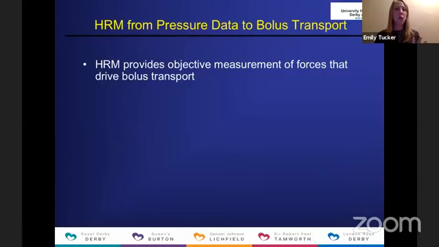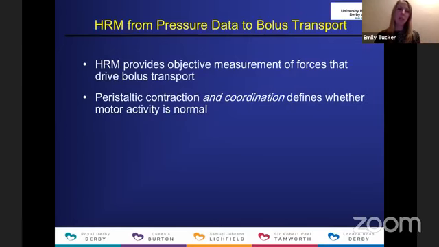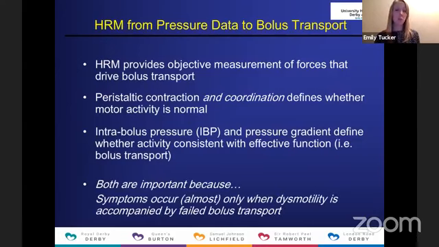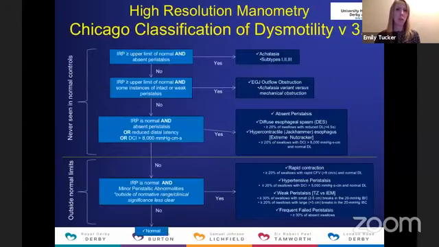Okay. So HRM provides us some objective measurement of the forces that drive bolus transport, because what we're trying to find is objective measures of what can be very subjective symptoms. So as I've already said, the peristaltic contraction and the coordination defines the motor activity, and what is normal and potentially symptoms. Intrabolus pressure and pressure gradient lets us know whether the activity is consistent with effective function, and both are important because symptoms normally or mostly only occur when dysmotility is accompanied by failed bolus transport. It's not that common for people to get symptoms at rest when they're not trying to swallow or do anything.